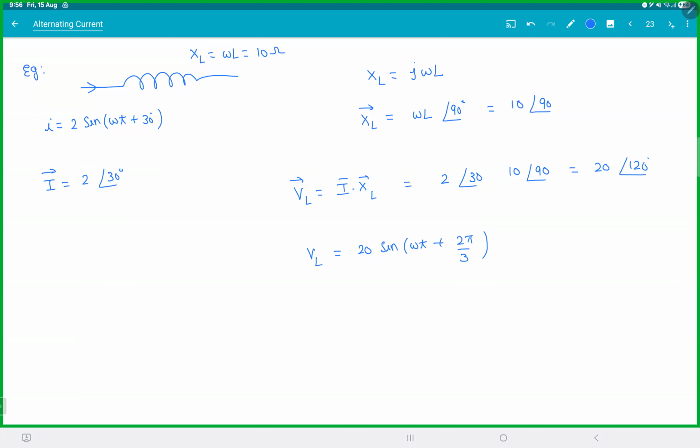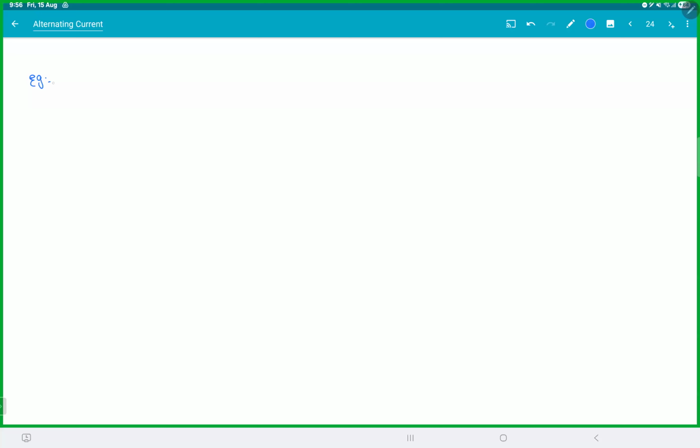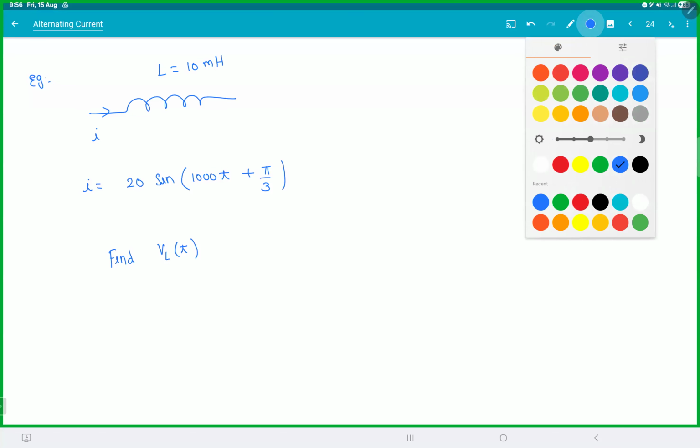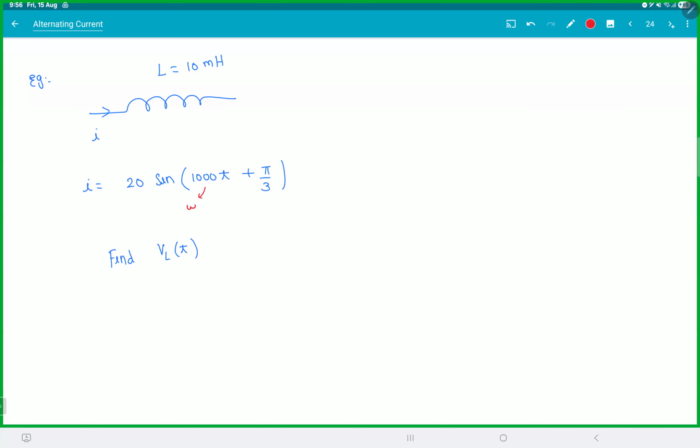Let's see one more example. You guys try this. So we have an inductor, L is equal to 10 millihenry. I is equal to 20 sine 1000 t plus pi by 3. Can you find the voltage across the inductor? Find VL as function of time t. Remember sine omega t, this guy is 1000. So omega is 1000.